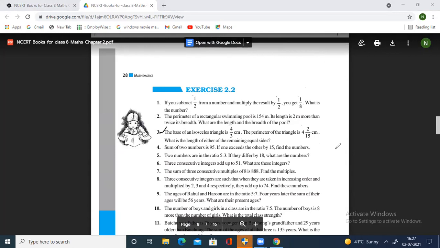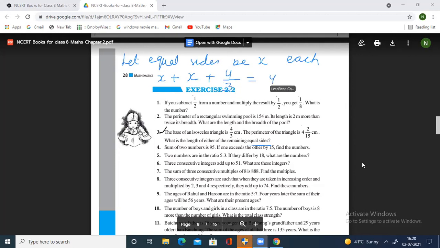The base of an isosceles triangle is 4 by 3 centimeter. The perimeter is 4 2 by 15 centimeter. Length of the remaining equal side. So what will we write? Let equal sides be x each. So we know there are 3 sides in a triangle. So the equal sides of the isosceles triangle are x and the base is 4 by 3. If I add these 3, then I will get the perimeter, that is 4 2 by 15.